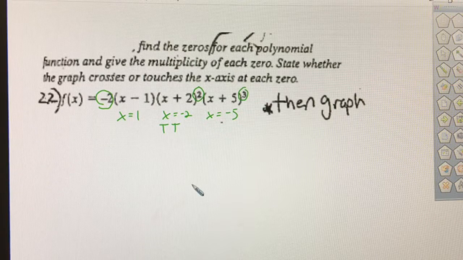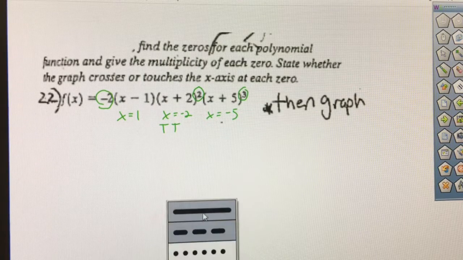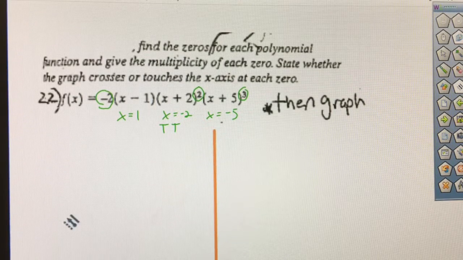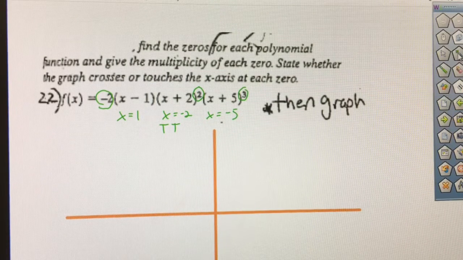It does not touch and turn. It actually just goes through. So let's get the xy axis going here. I'm going to plot my zeros. My zeros are at 1. My zeros are at -2.